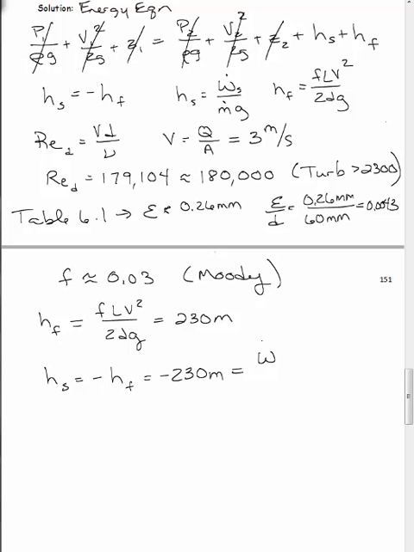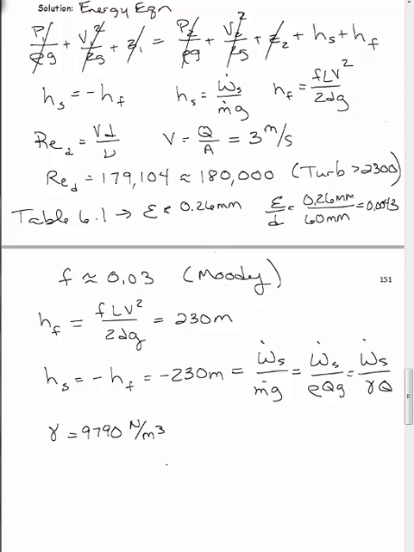And that was W dot s over m dot g. And m dot is rho Q, so W dot s over rho Q g, or W dot s over gamma Q. Okay, and gamma for metric is 9790 newtons per meter cubed. So our W dot s is minus 19,000 watts once I plug everything in. But you have to remember, this is into the water. This is what is getting into the water.